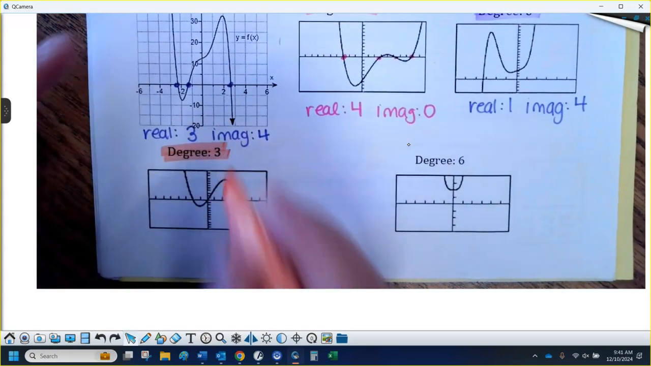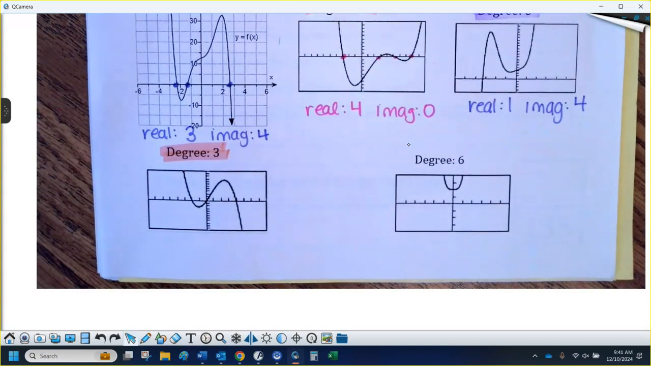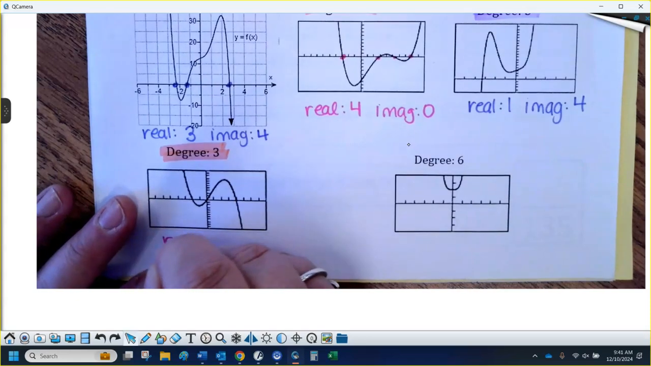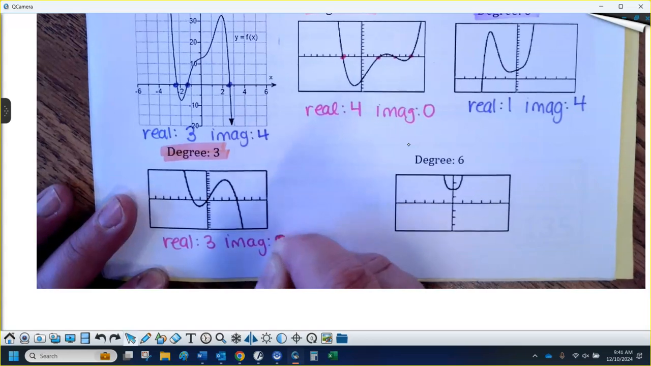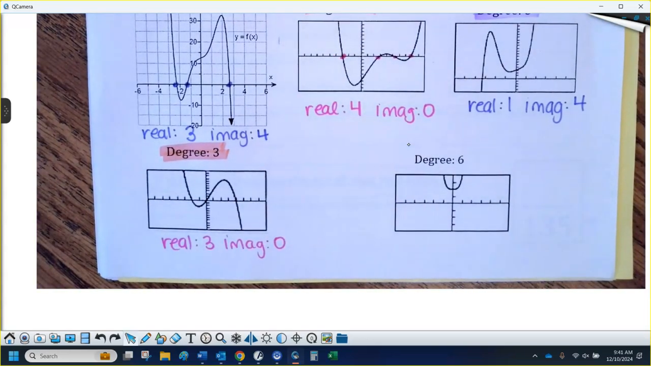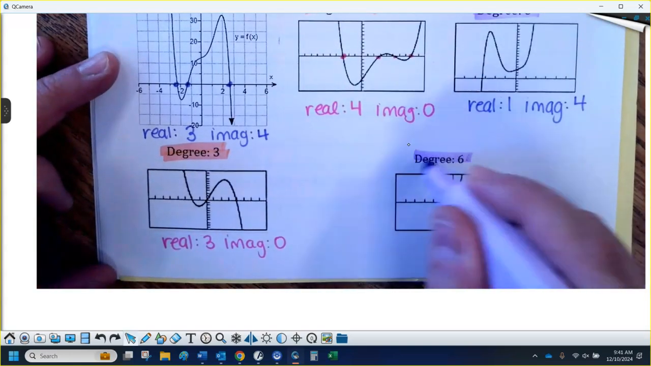How many real solutions can you see on this 3rd degree polynomial down here? 3. You can see all 3 here. So that means I would have no imaginary solutions. And then I have one more graph down here, and then I'm going to be quiet.